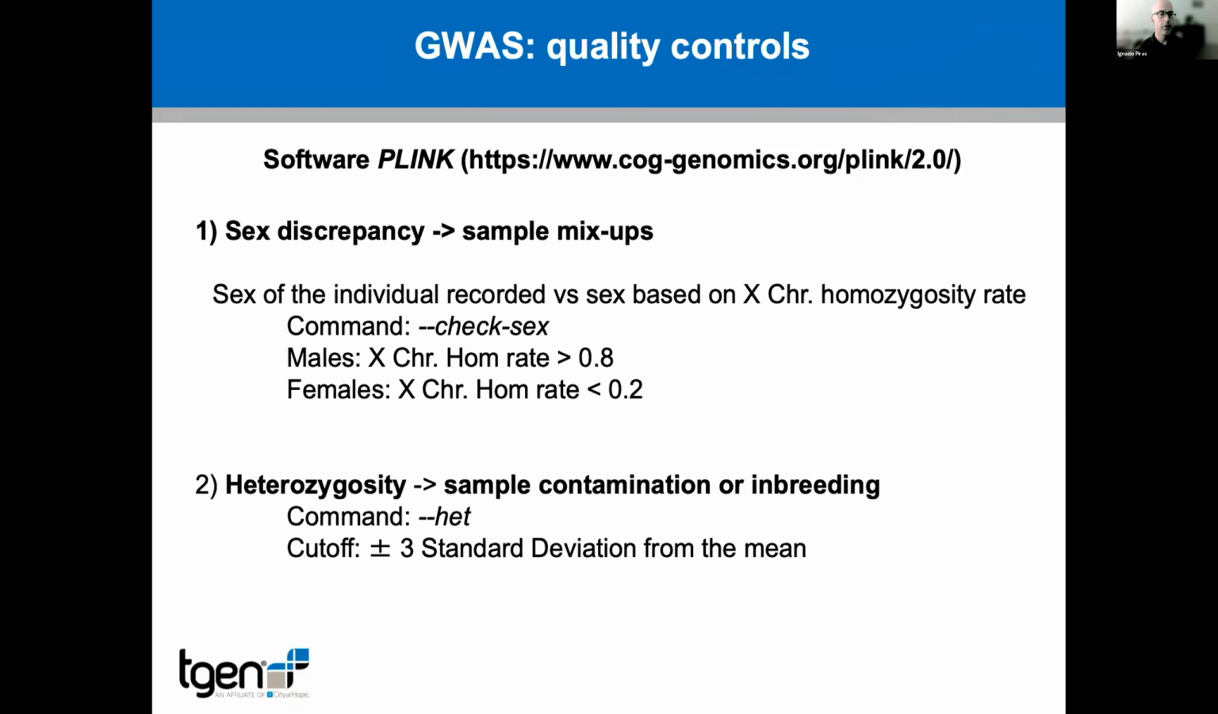We can also compute the heterozygosity. A high level of heterozygosity can indicate sample contamination, and a low level of heterozygosity can indicate inbreeding. So also in this case, it's better to remove the samples. I forgot to tell you that most of the quality controls are usually conducted with the software PLINK, a software specialized for association studies and able to manage very large data sets.